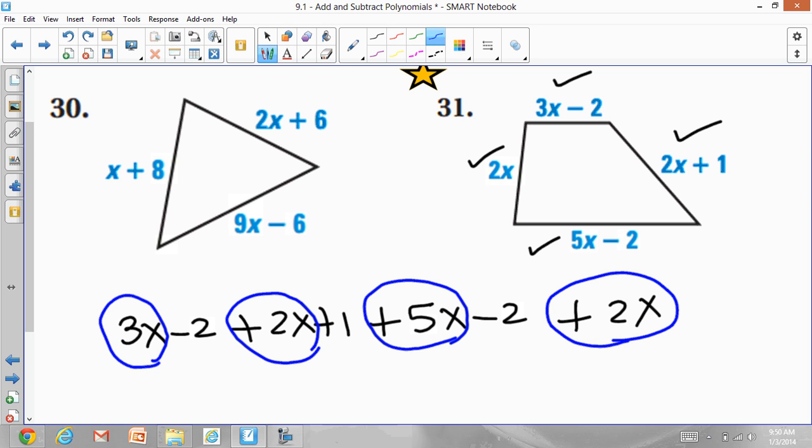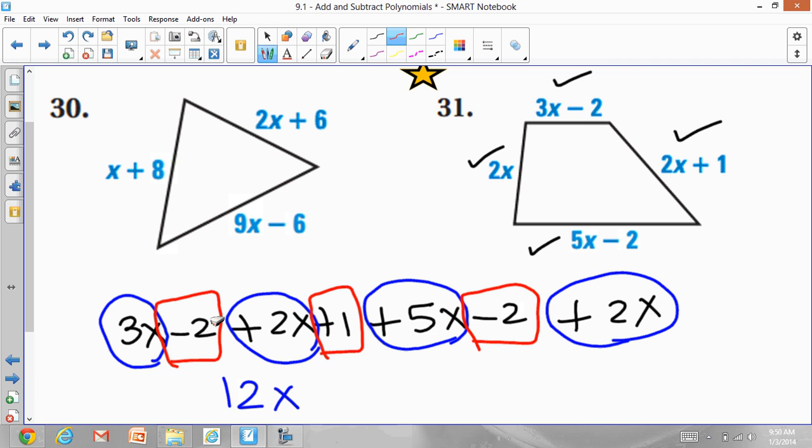Once you get this, you're going to look at 3 plus 2, 5. 5 plus 5 is 10. 10 plus 2 is 12. So you're going to get 12x. Now we're looking to see if there is anything you can combine with negative 2, positive 1, and negative 2. Negative 2 and a positive 1 combine to give you a negative 1. Negative 1 and a negative 2 combine to give you a negative 3. They're not asking you to find a single number as an answer. They're just asking you to simplify this expression and find the perimeter. So the perimeter in this case will be 12x minus 3.